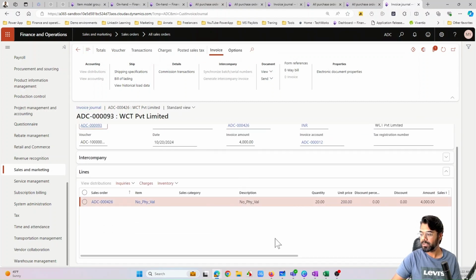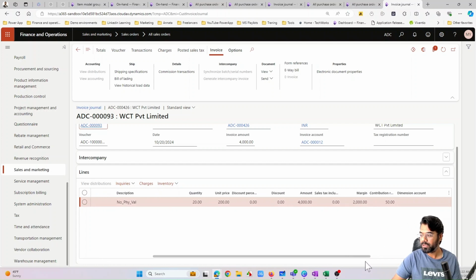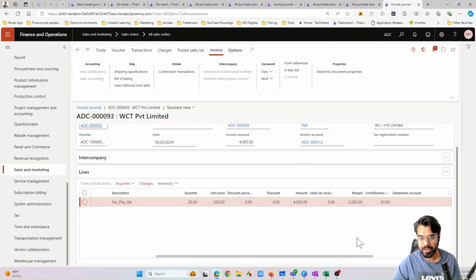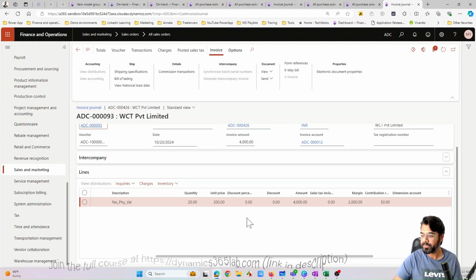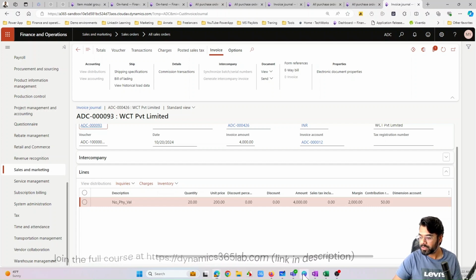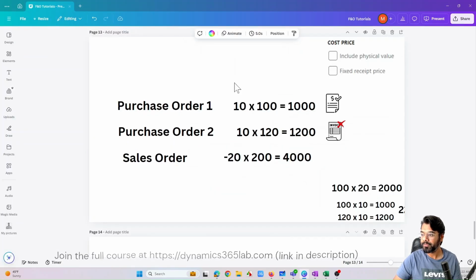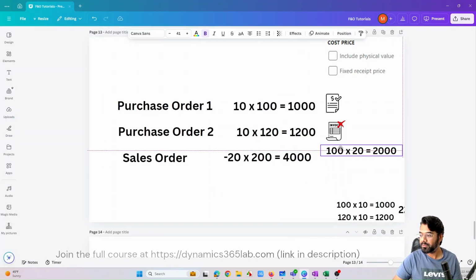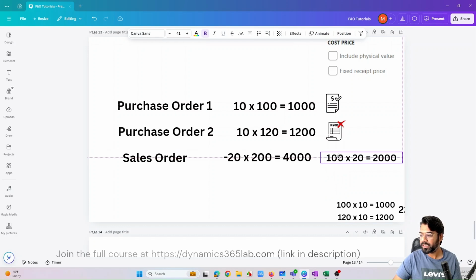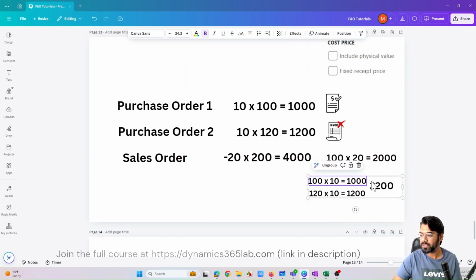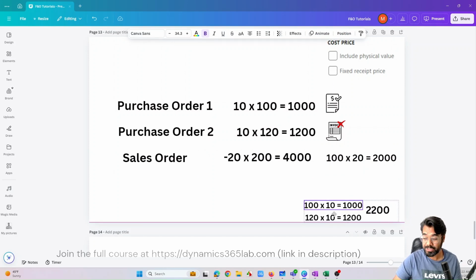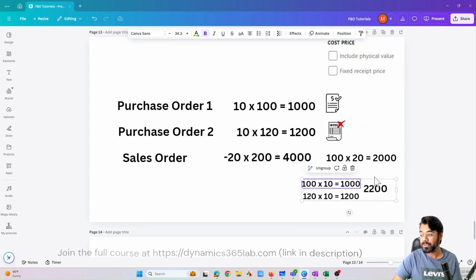So here you see that the 200 is the 200 and 400 is the revenue, and here the margin is going to be 2000 because the system is following $100 cost price per unit into 20 times, which is 2000, right? So you see here you have this one as a calculation.